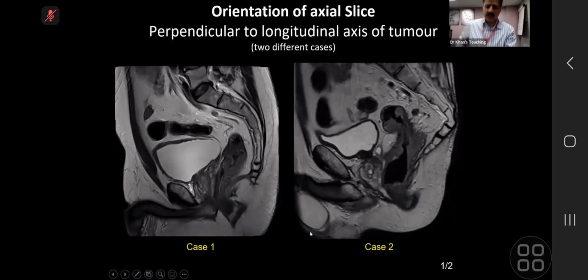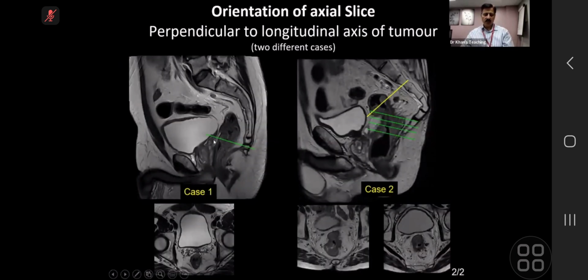Now, if you see this case, you can see that there is a rectal carcinoma here, and this is a different case and this is a different case. Now, key point is how will you orient your axial slices? This is one of the key things which you have to do correctly. If you don't do it correctly, you will get false results. So the orientation is that the axial slice should be oriented perpendicular to the long axis of the tumor.